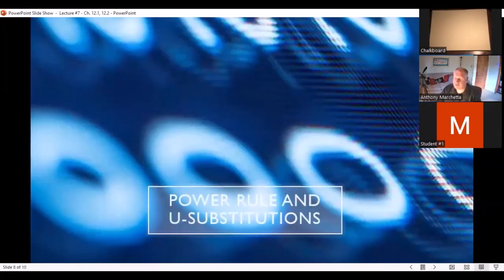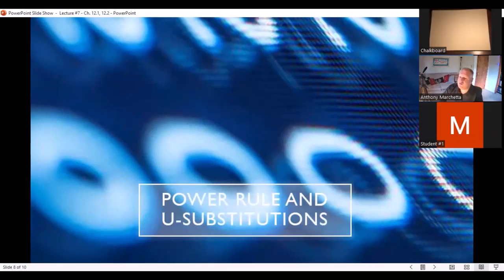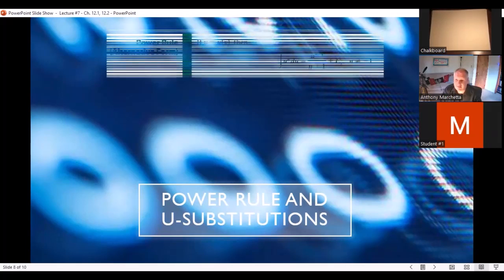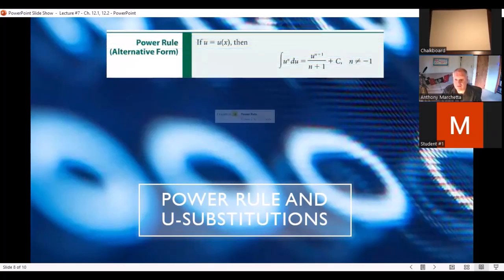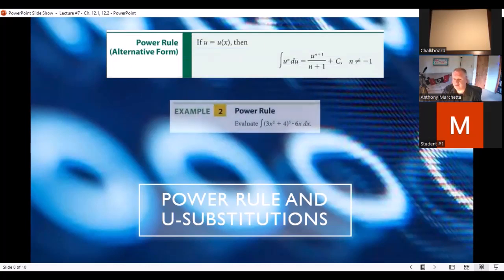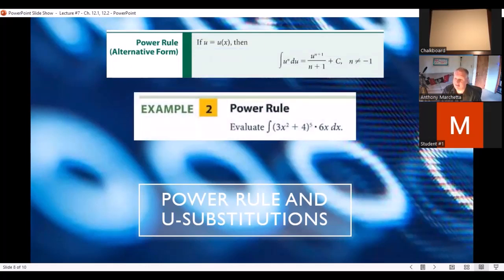The power rule with u substitutions works like this. If you see an expression that you're integrating that looks like a big expression, but it's all to a power, it's the same idea as the chain rule. It's just a matter of making sure you use the derivative of what's inside. The derivative of what's inside better be there. And if it's not, then you can't do it. For example, take a close look at example 2 with me.